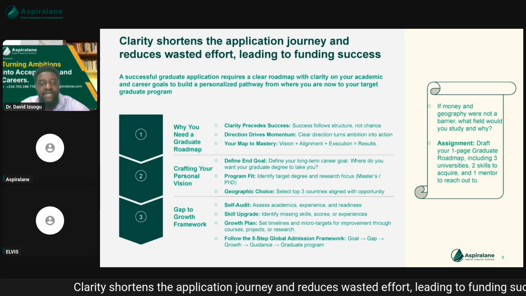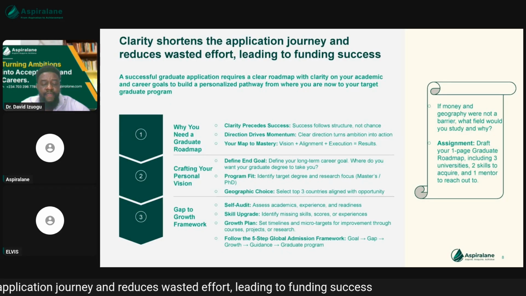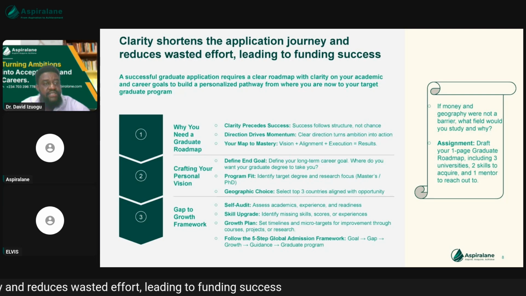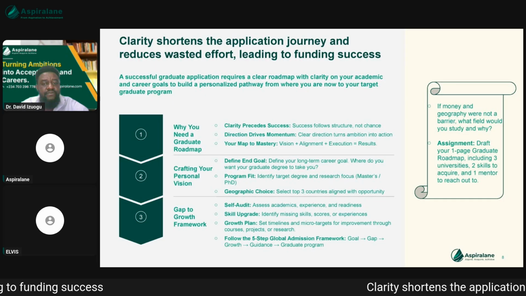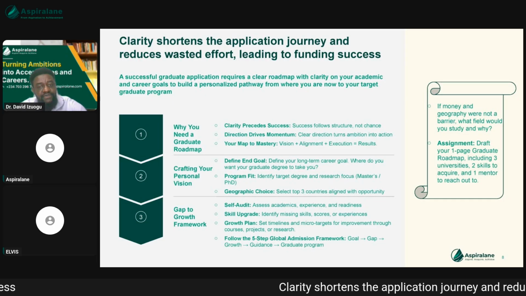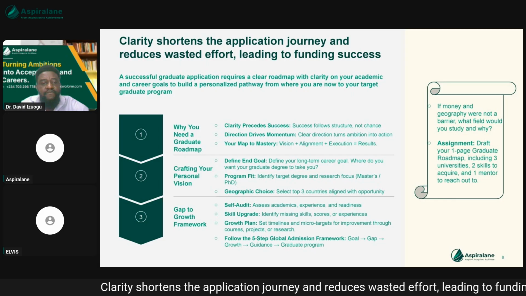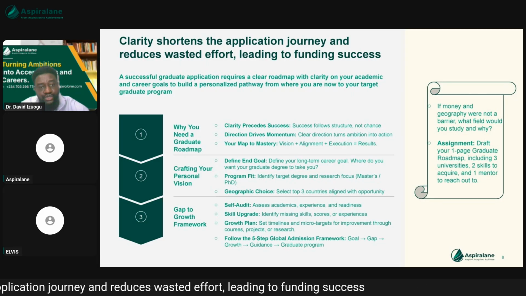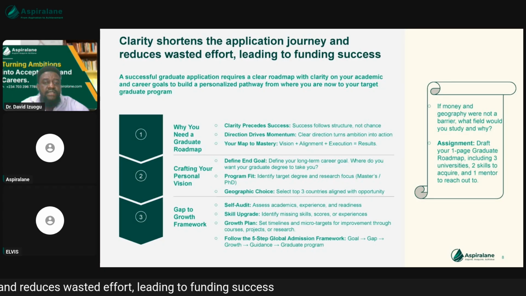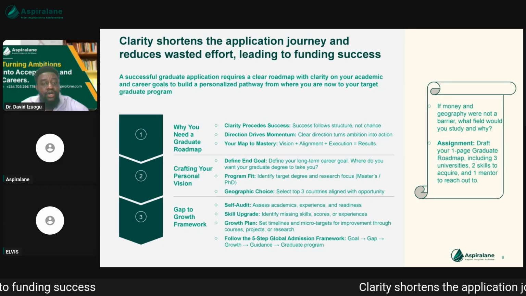And that took us to the gap to growth framework, where we do a self audit by assessing your academic qualification, your professional experience, and then how ready you think you are for a master's program. And what would usually happen is that when you do that, you realize that there might be some skills gap, right, that you need to then upgrade.